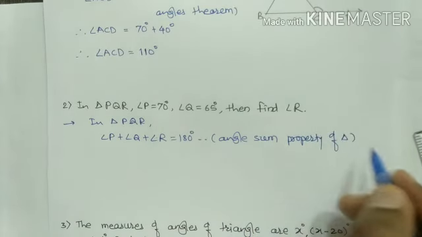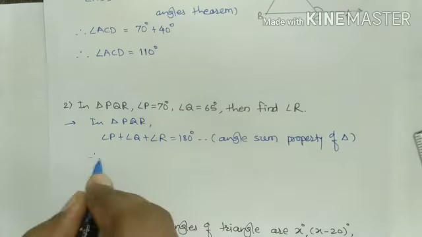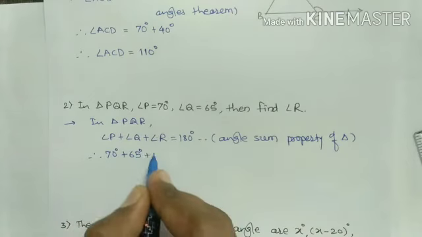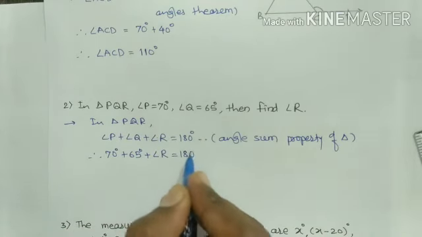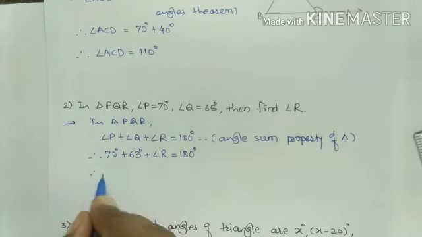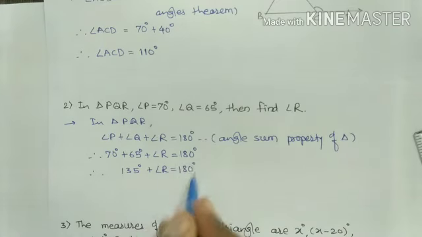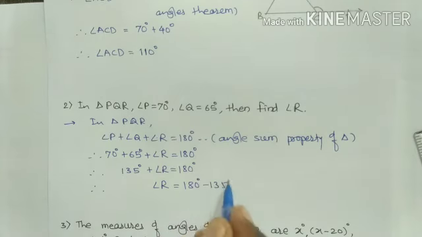of triangle, and therefore here angle P equals 70 degrees, Q equals 65 degrees. We have to find the measure of angle R. 70 plus 65 equals 135, plus angle R equals 180 degrees. Therefore angle R equals 180 minus 135 degrees, and therefore angle R equals 180 minus 135 equals 45 degrees. Therefore the measure of angle R equals 45 degrees.